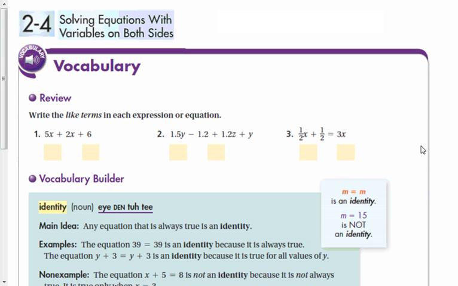Hey students, this is lesson 2.4. In this lesson we're going to learn how to solve equations with variables on both sides. Go ahead and do the review and I'll check back with you.